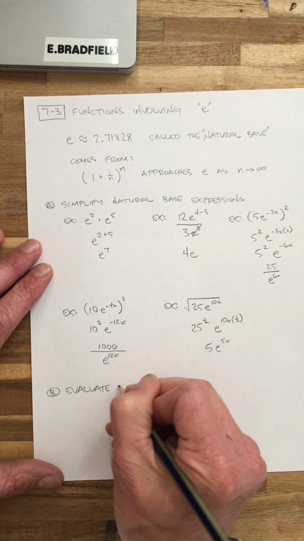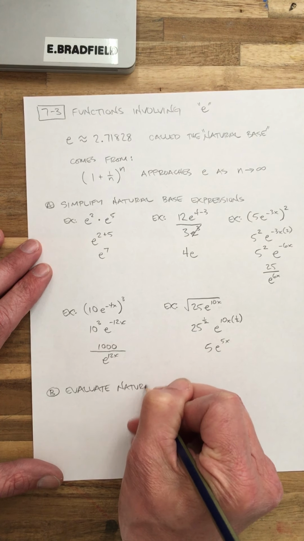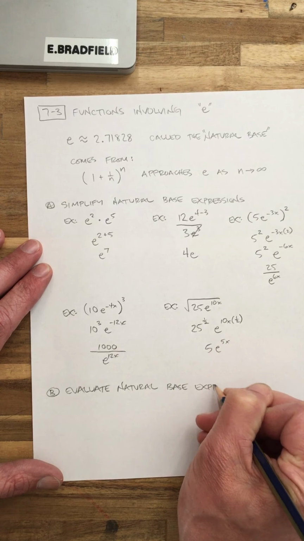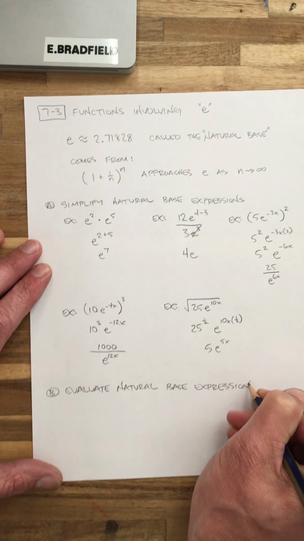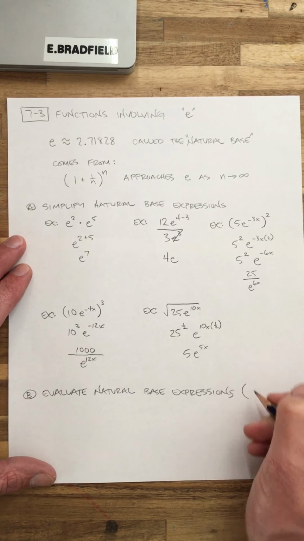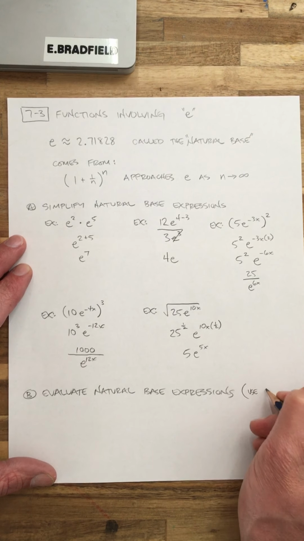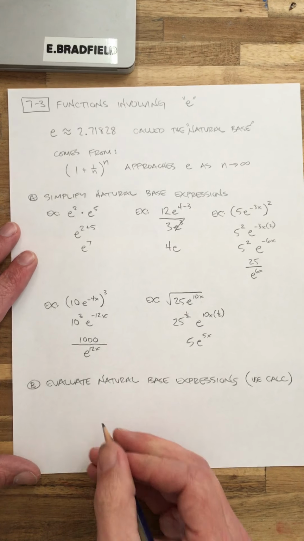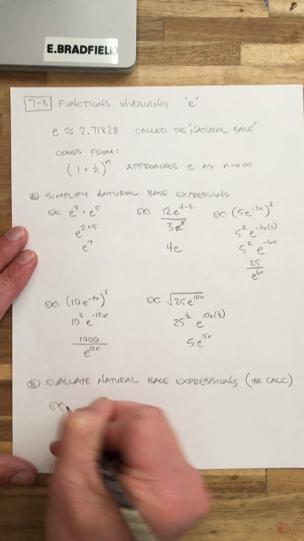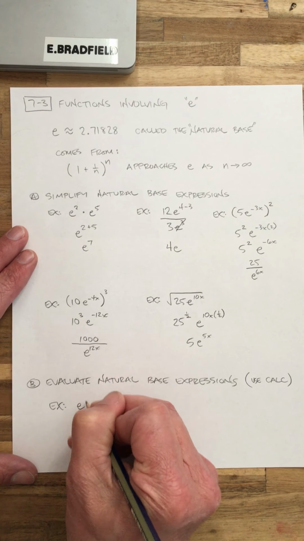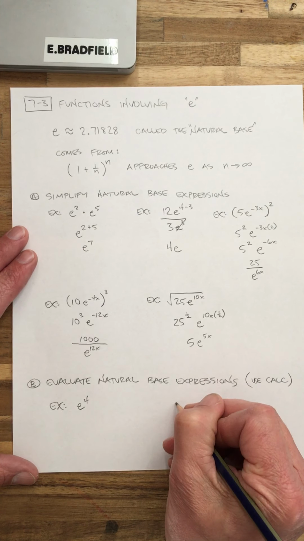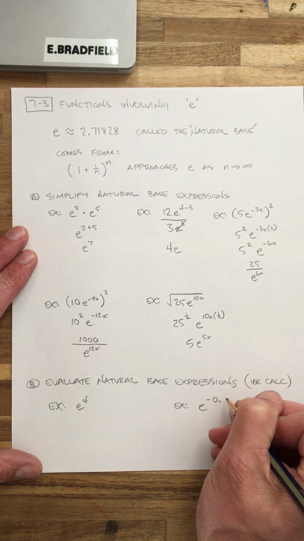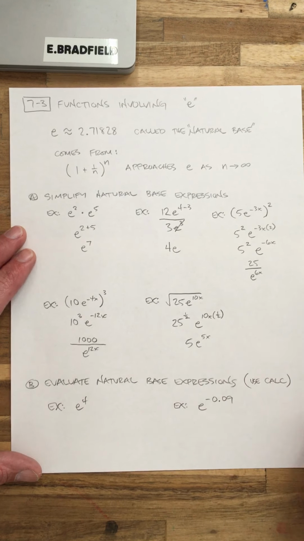All right, natural base expressions. We're going to use a calculator and just do two quick things real quick. How about this? e to the 4th, and how about e to the negative 0.09?